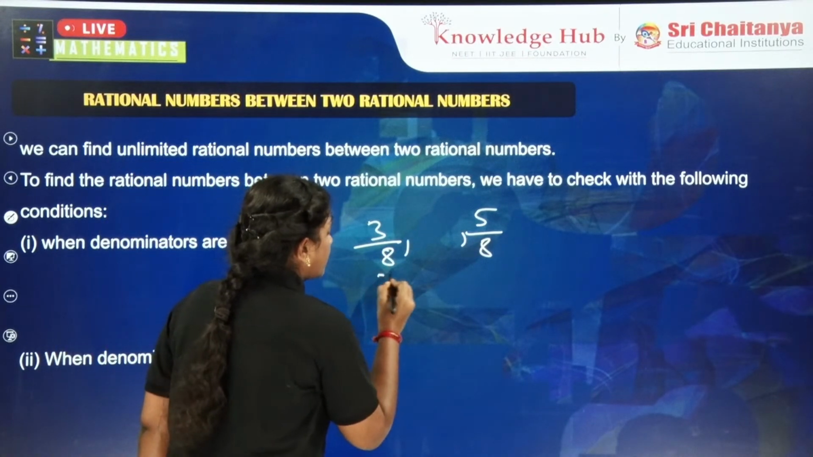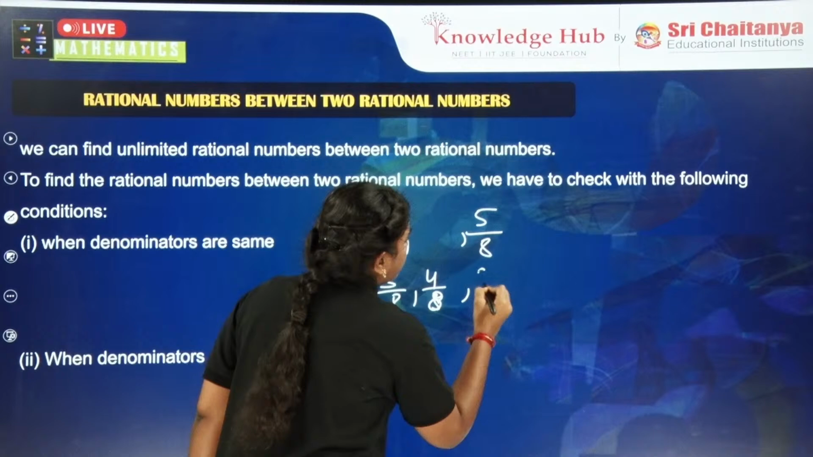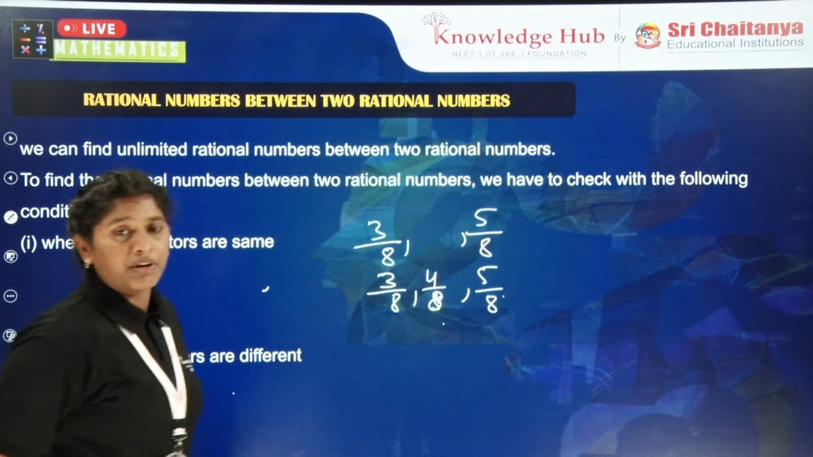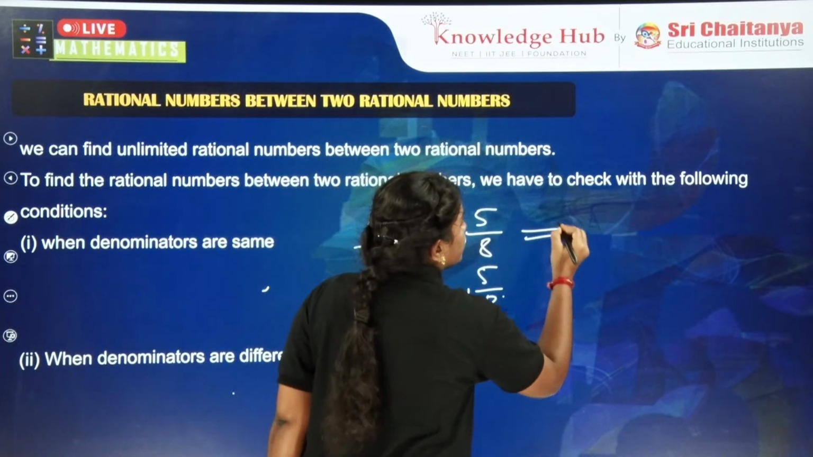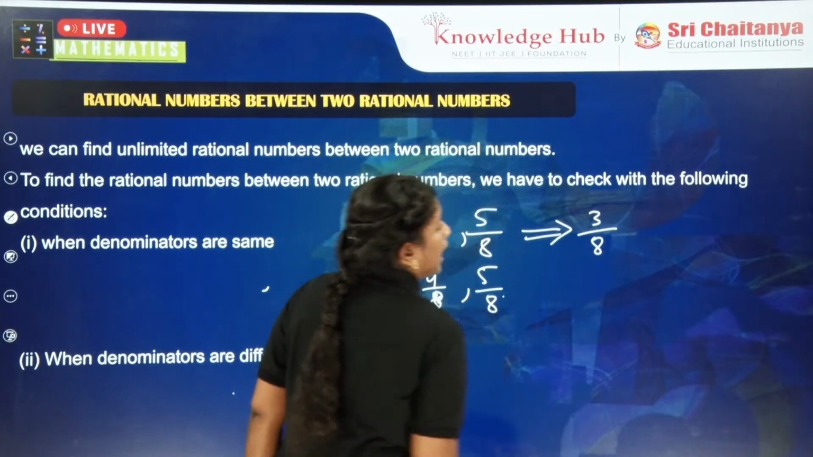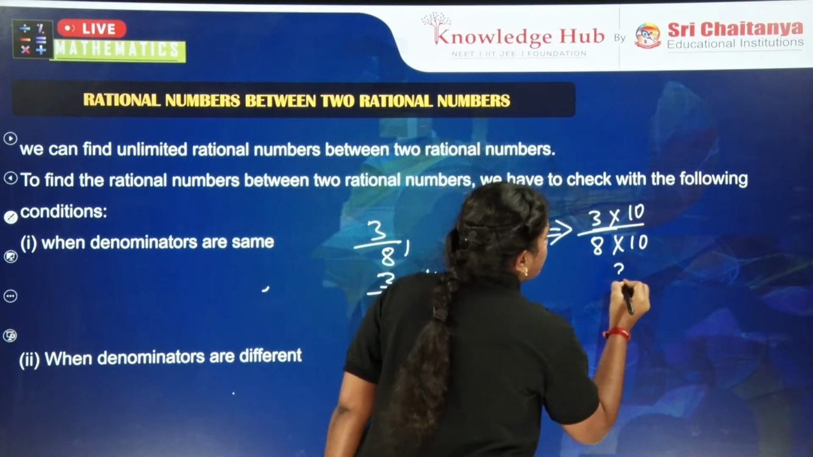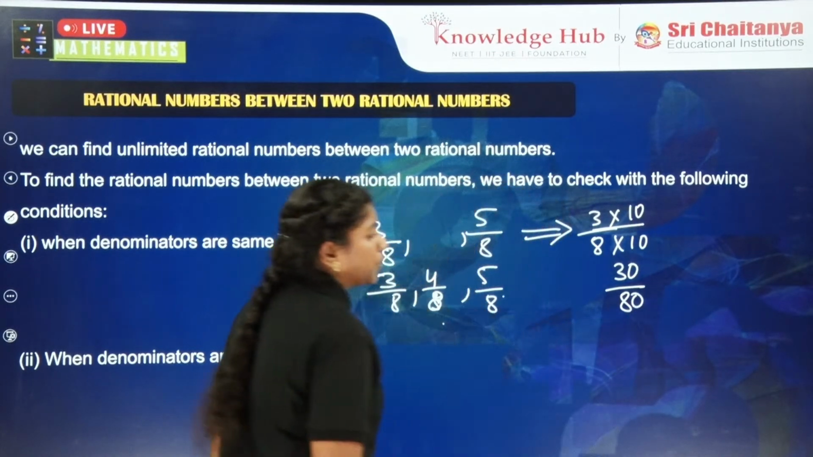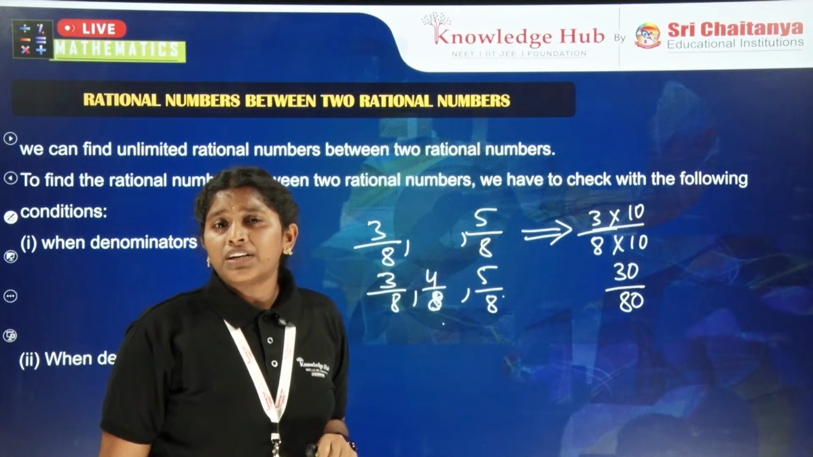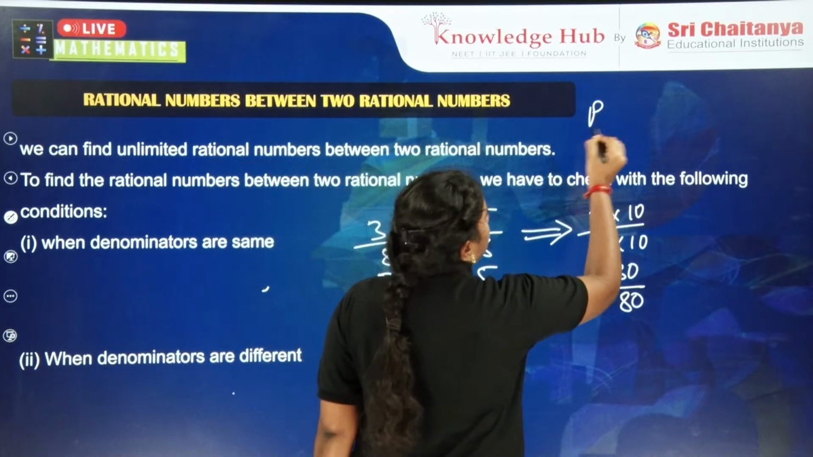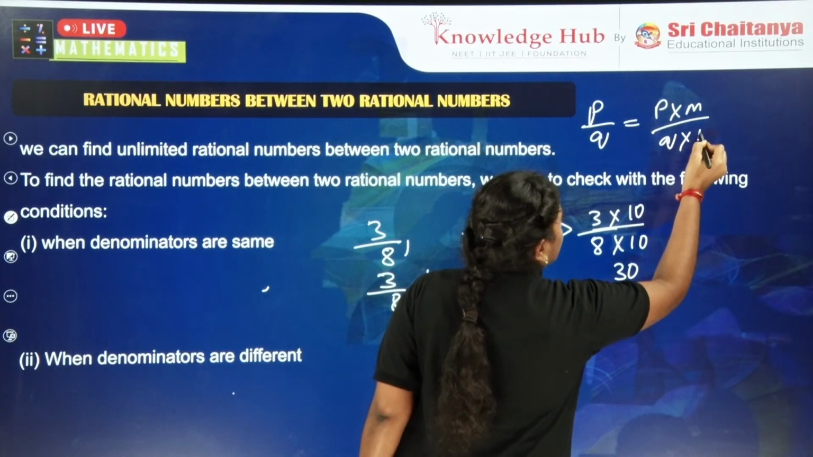Between 3 by 8 and 5 by 8, I have 4 by 8. I found one rational number. What about the other one? Because I need two rational numbers. For that reason, we consider 3 by 8, but multiply both numerator and denominator by 10, so it becomes 30 by 80. Why do we take 3 by 8 multiplied by 10? Coming to the properties of rational numbers, there we discussed that p by q can be written as p multiplied by m by q multiplied by m.